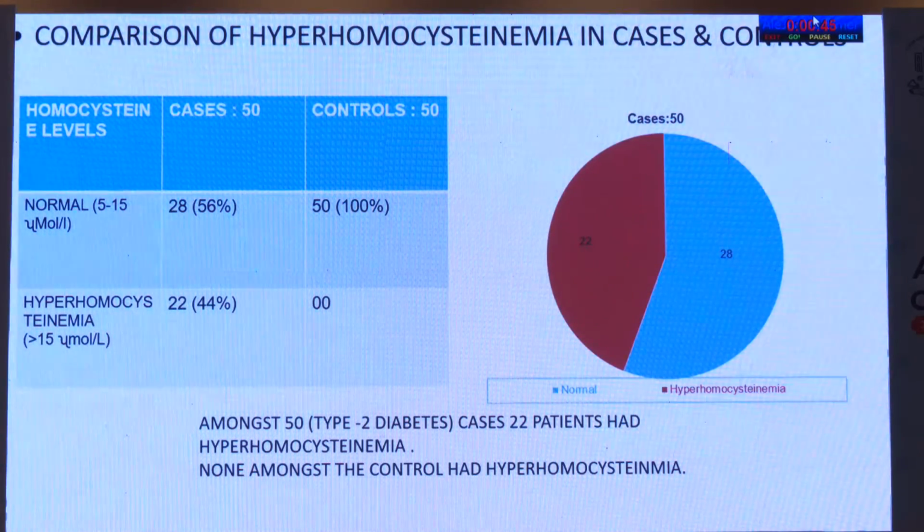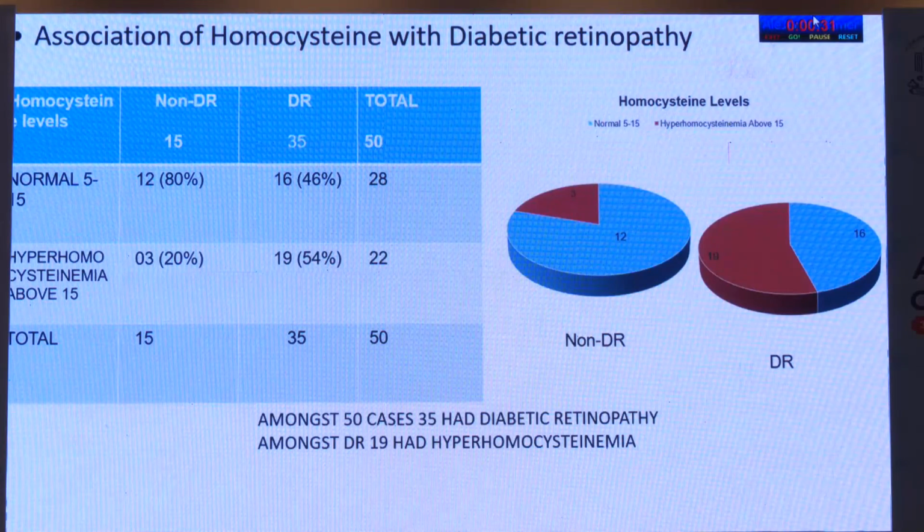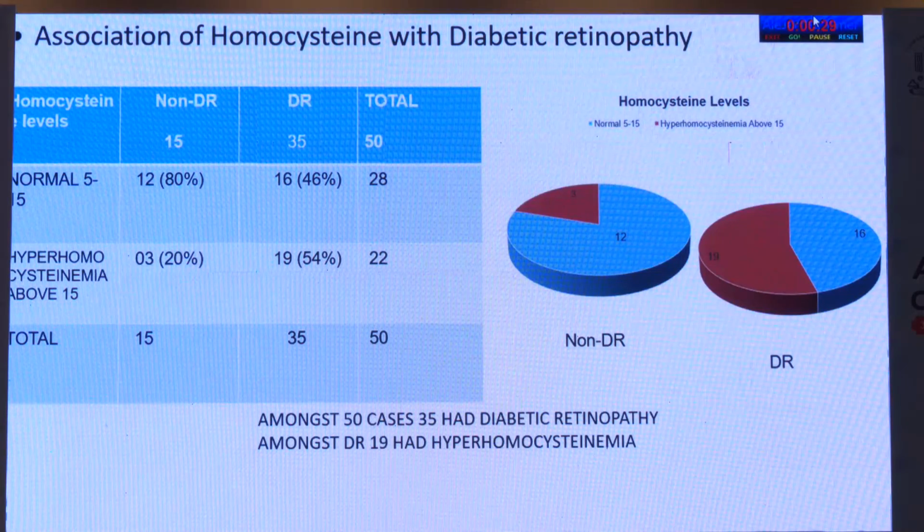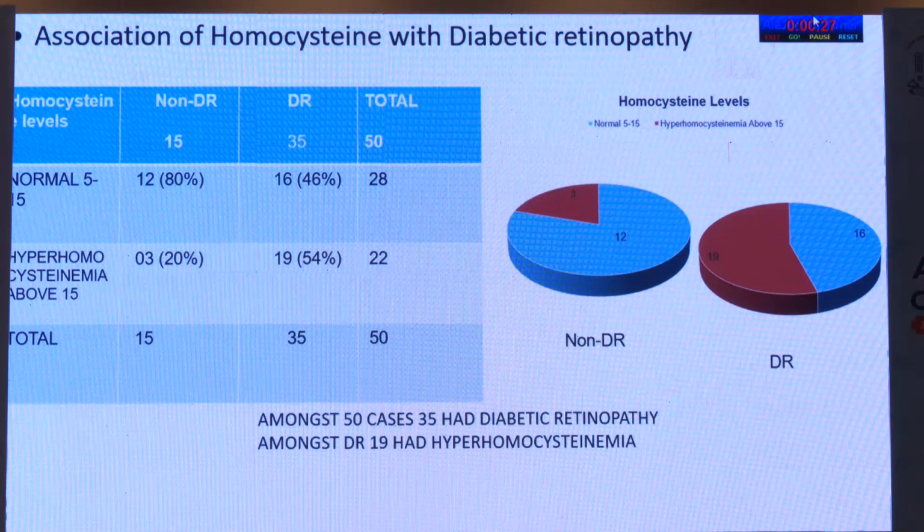This shows the comparison of hyperhomocysteinemia in cases and controls. As we can see, amongst 50 cases of type 2 diabetes, there were 22 patients that had hyperhomocysteinemia, and none amongst the controls had hyperhomocysteinemia. This is the association of homocysteine with diabetic retinopathy. We can see that among 50 cases of diabetes, 35 had diabetic retinopathy, and among those with diabetic retinopathy, 19 had hyperhomocysteinemia.